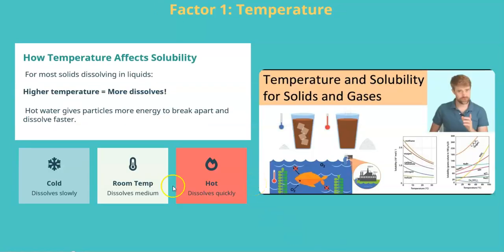The solution is called salt water. So we have a lot of factors affecting solubility. The first one is temperature. For most solids dissolving in liquids, when the liquid has a higher temperature, that solid dissolves faster. For example, in hot water, the sugar dissolves faster.